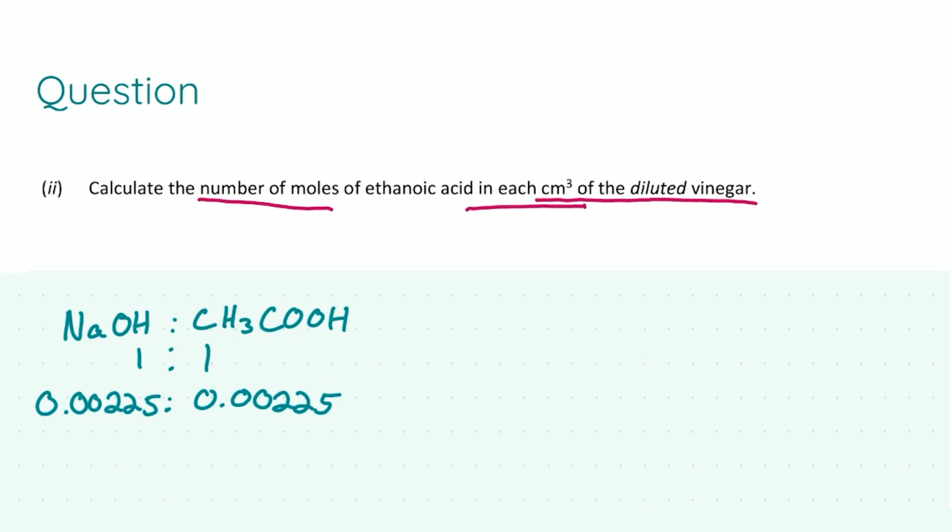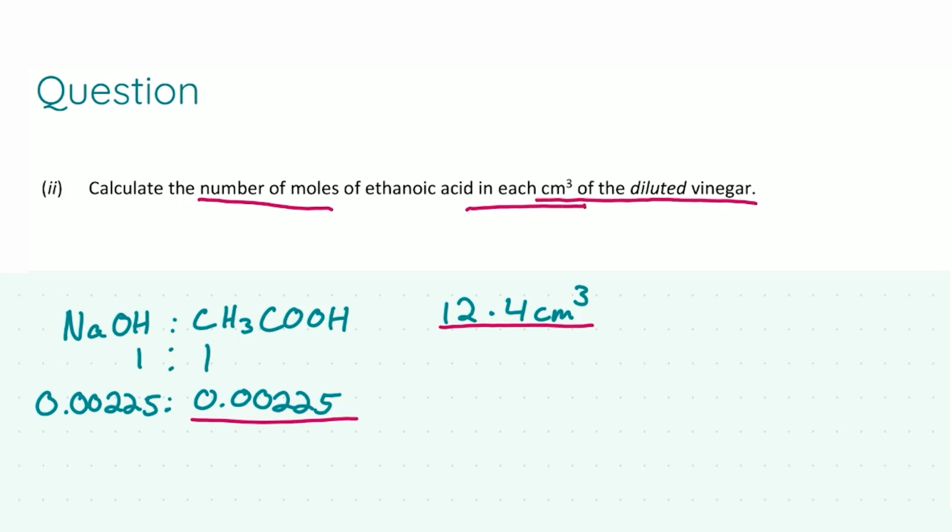We know from the question that we have 12.4 centimetres cubed of diluted vinegar reacting in this titration. So we know that there is 0.00225 moles of ethanoic acid in that 12.4 centimetres cubed. So simply divide across by the 12.4 and that'll give you the amount of moles of ethanoic acid per centimetre cubed. So just say that again.